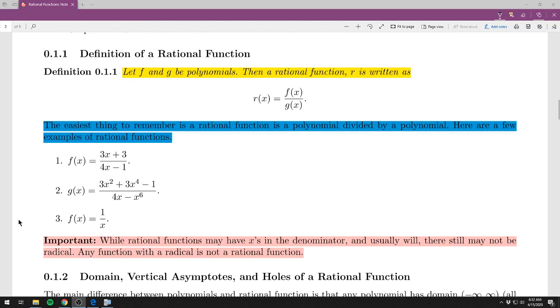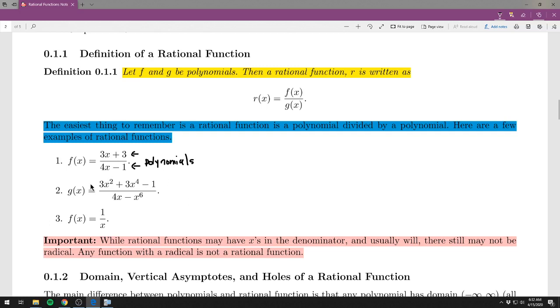So I have a few examples here. First one, f of x equals 3x plus 3 over 4x minus 1. The top and bottom are both polynomials. Since they are both polynomials, this is a rational function. It doesn't matter what degree they are or anything like that when we're asking this question. It's just, is the top, is the bottom, are they each polynomials?